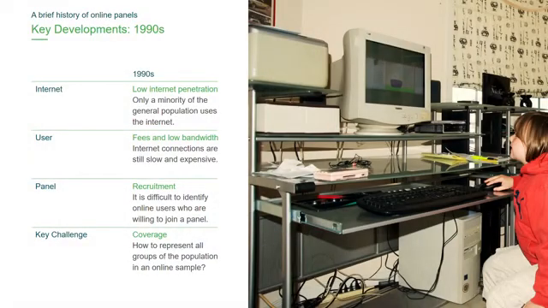Probably most of you remember that time when computers looked like this. That's the 90s. And they were characterized by very low internet penetration and a high barrier to access the internet. Only a small minority of the general population was actually using the internet, and those who did had the problem of low bandwidth and high prices. Remember when we used to pay for every single minute we went online. The main challenge was to cover all groups from the general population in a representative way and not just the young, tech-savvy early adopters.